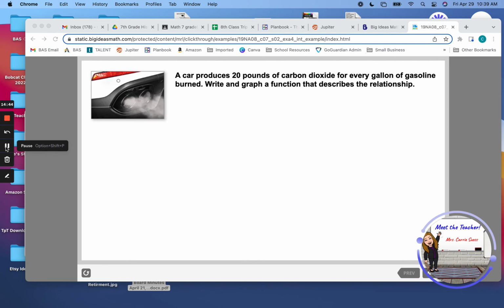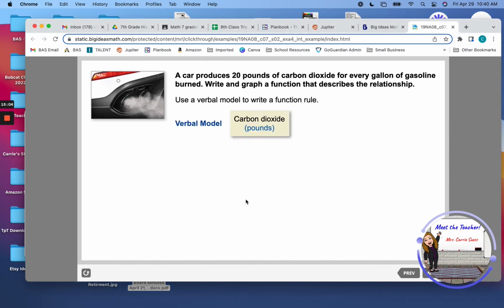Example 4. A car produces 20 pounds of carbon dioxide for every gallon of gasoline burned. Write and graph a function that describes the relationship. Okay, so we know the car is producing 20 pounds of carbon dioxide per every 1 gallon of gasoline. So let's figure out the words we need to use. How many pounds of carbon dioxide? 20. And it equals the pounds per gallon times the gasoline we've used.